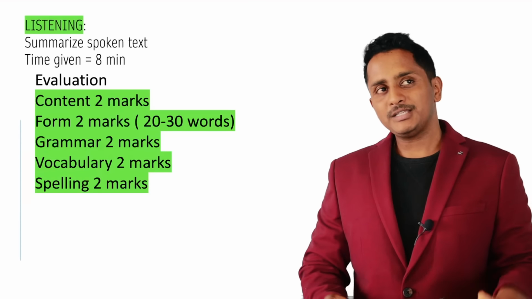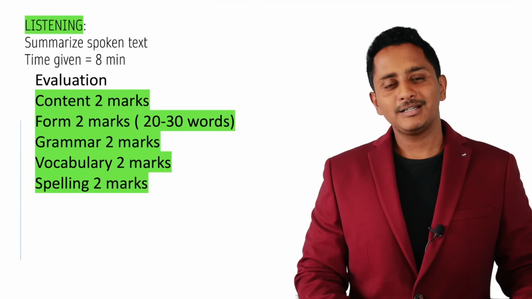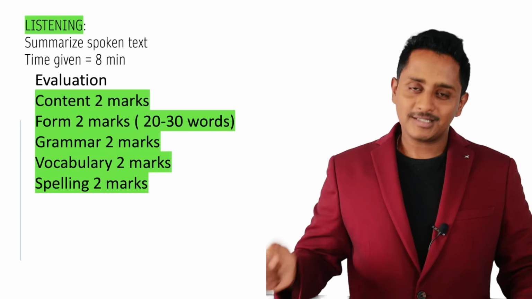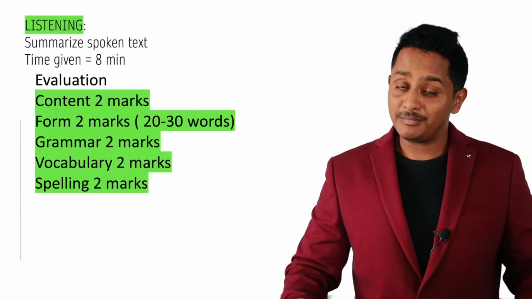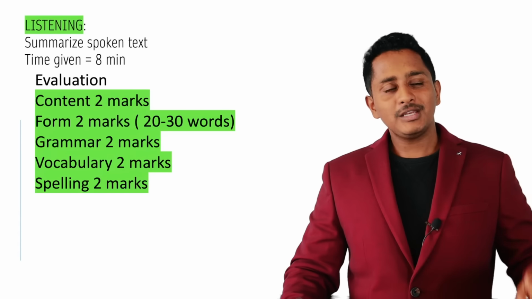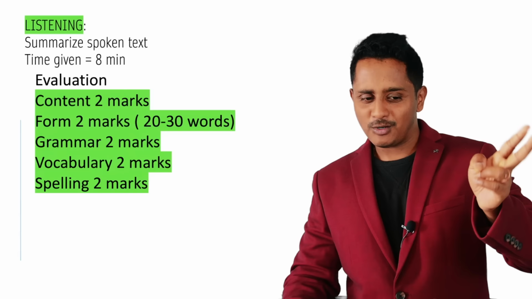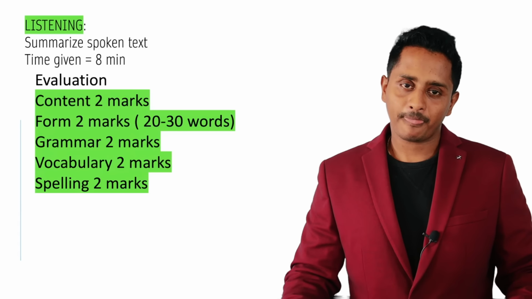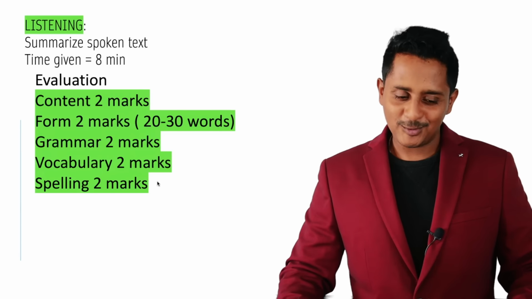So, summarize spoken text, time given will be 8 minutes including the audio. Once the audio starts playing, the 8-minute timer starts counting. Within 8 minutes you submit your response. Evaluation: content is 2 marks. I will explain how to do that. Form 20 to 30 words and not more than that. Okay. Grammar 2 marks, vocabulary 2 marks, spelling 2 marks.